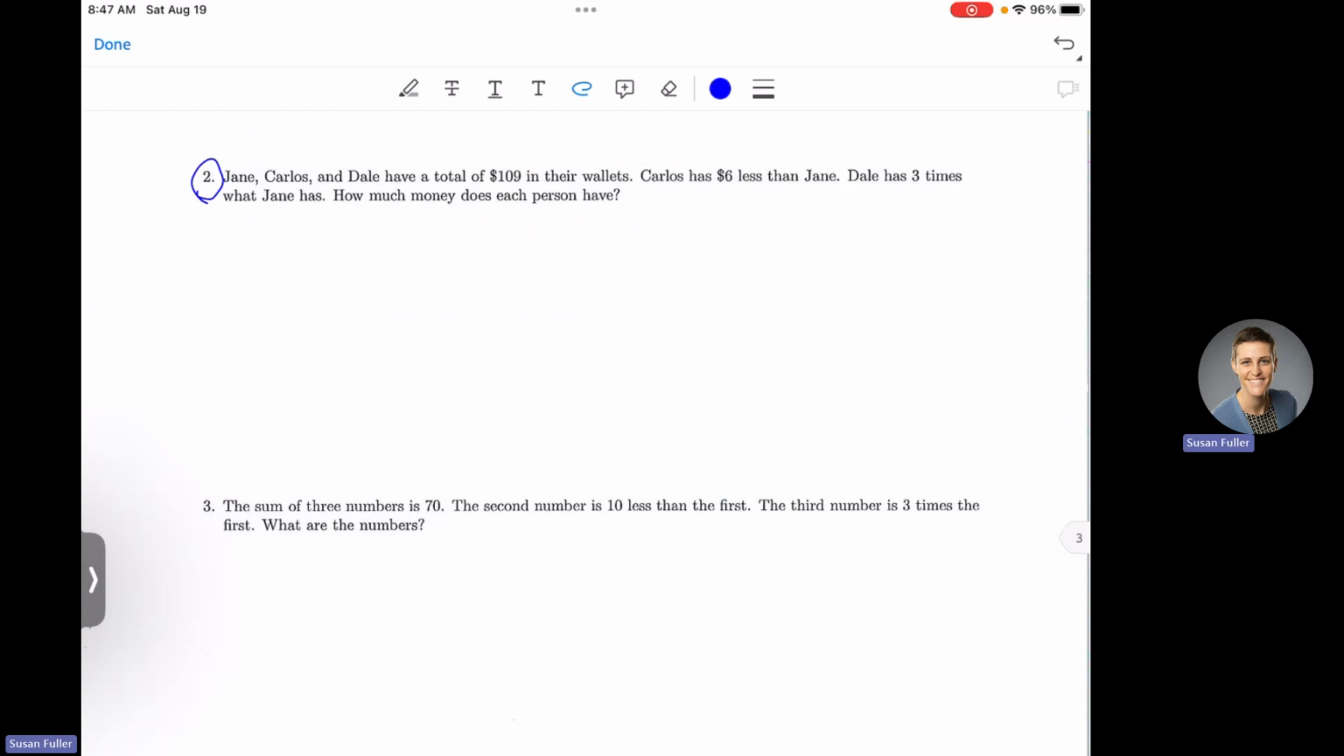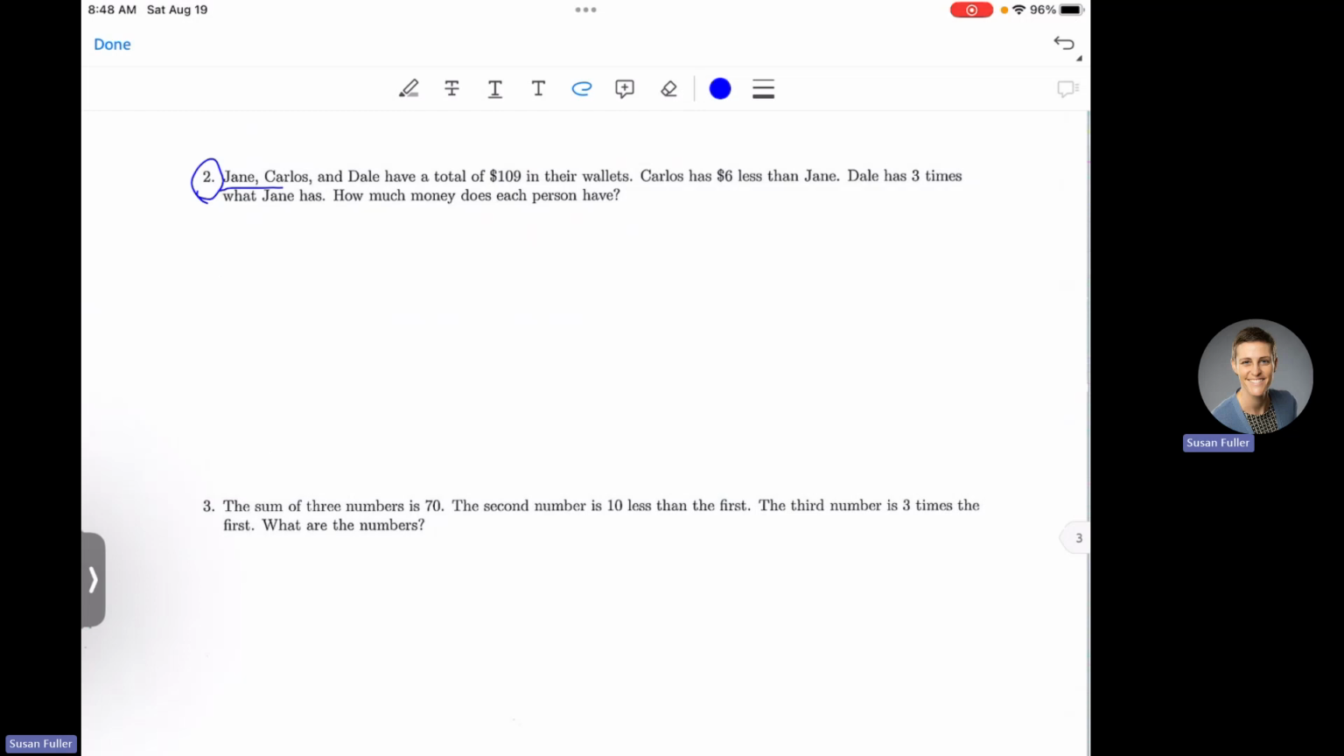Okay, so we've got 3 people here with a total of $109. One of them has $6 less than the other, and the third one has 3 times what another one has. Okay, and we want to know how much money does each person have. So let's start mathing this.